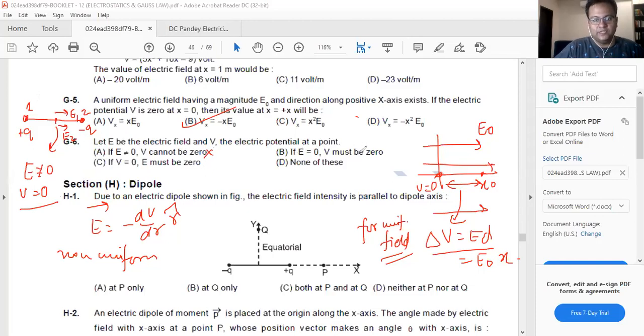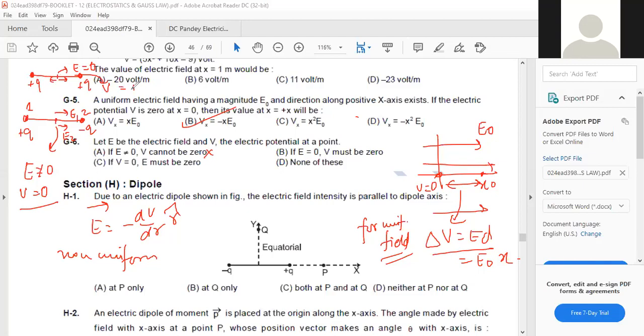Statement B is: if E is zero, V must be zero. Is it correct? No sir. Can you give me an example otherwise? Center of a ring: E is zero, but V is non-zero. So if we take two equal charges, plus Q, then at the midpoint what is the electric field? Zero. Why? Because the electric fields will cancel. What about the potential? Potential will add up. Both are positive potentials, so the potential will be positive. So V must be zero is wrong.